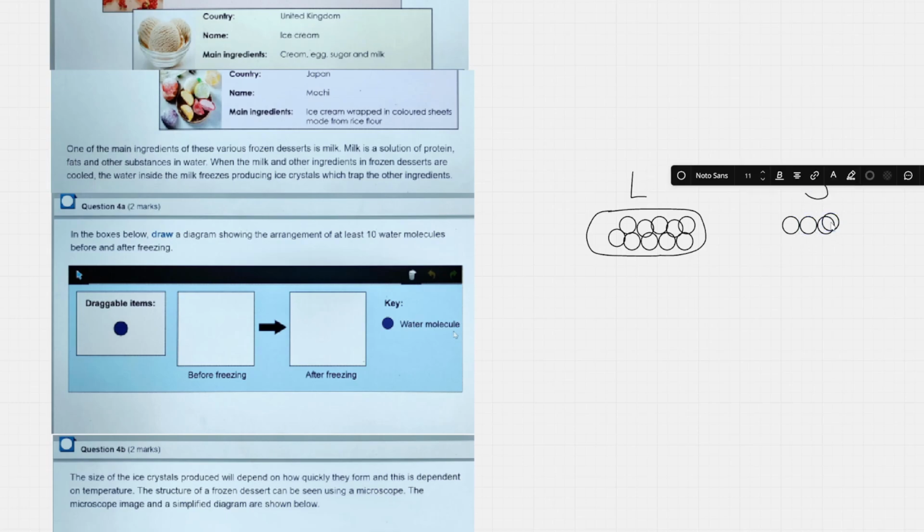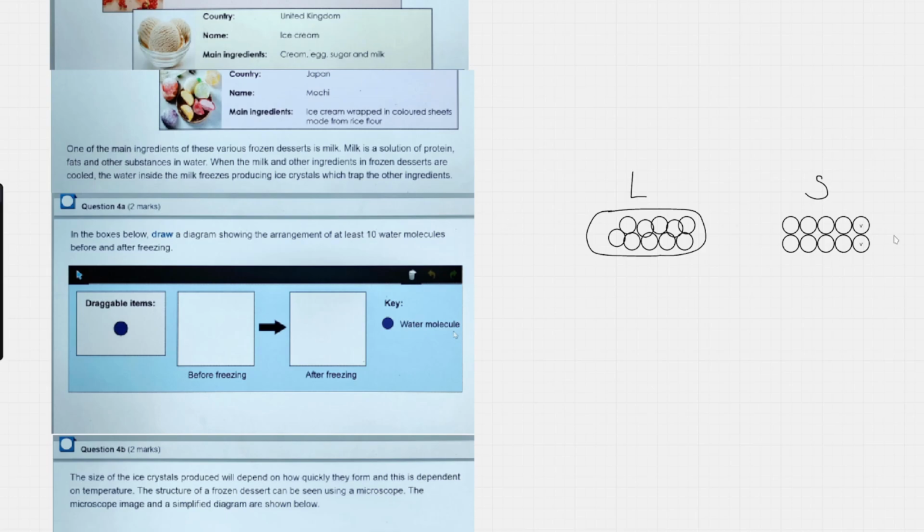Arrange them in proper lines, and that's pretty much it for question 4A.